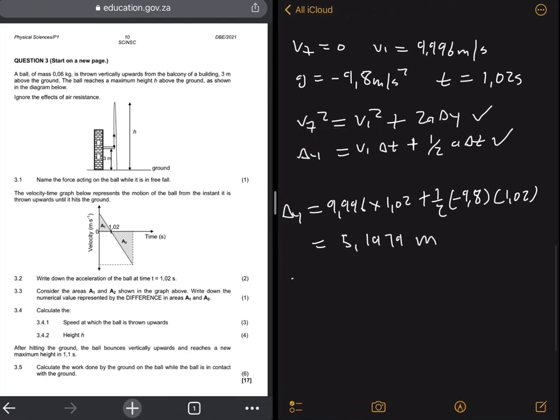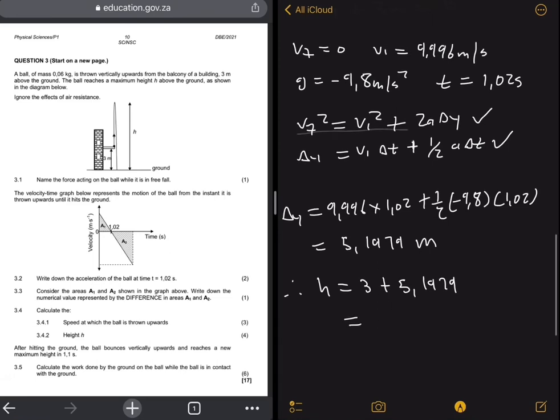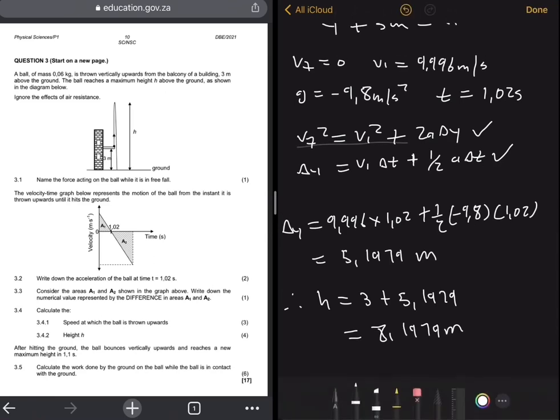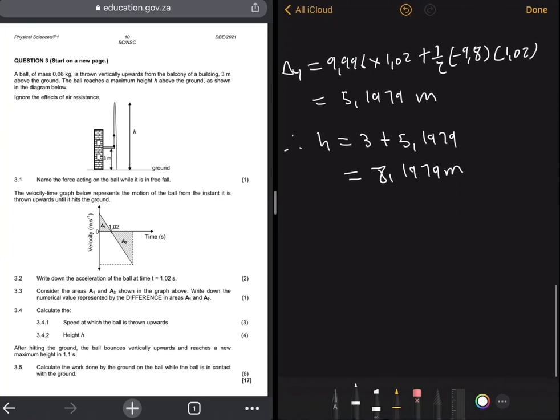5.1979 meters, right? So this would imply that H equals 3 plus 5.1979, which is 8.1979 meters. So what you can do here, you can try using the other equation, this equation that we have here, and see if you get the same answer. I think that's correct. Let's move ahead.